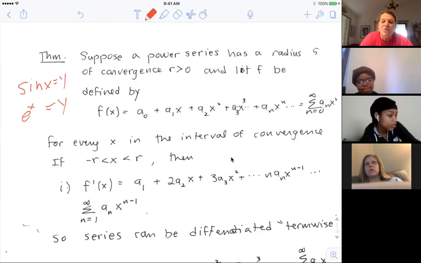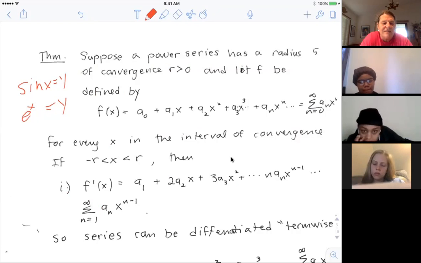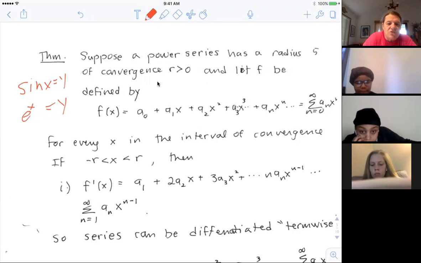So what I'm going to do is introduce something to you that allows me to do some of that. And then tomorrow I get the big guns, which are called Maclaurin series and Taylor series, which says, give me any function, I'll be able to do that. Now, ultimately what you need to do, it says, suppose a power series has a radius of convergence bigger than 0, and let f be defined by that series right there.